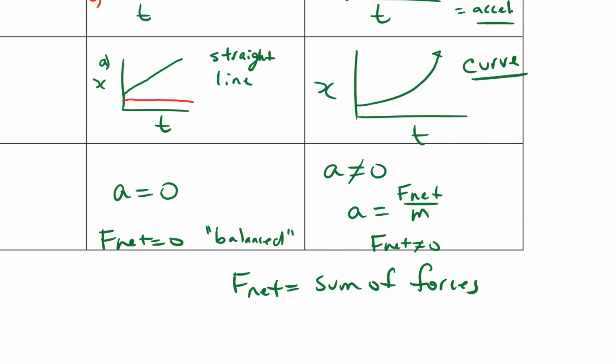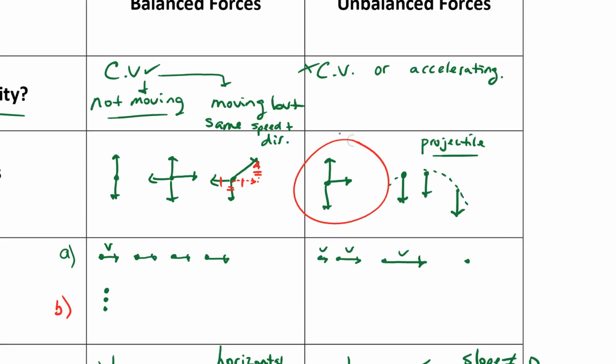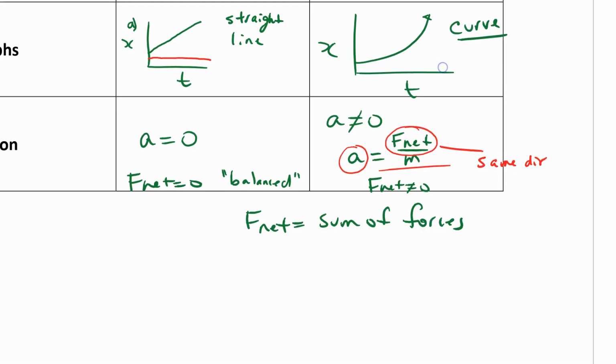Acceleration is equal to F net divided by the mass. And just a couple things to note about this. The direction of the acceleration and the direction of F net are the same direction. Looking at this one, F net is to the right, so it's going to be accelerating to the right. Looking at my projectile, F net is downwards, so it's going to be accelerating downwards. Okay, let's take a look at the next page.